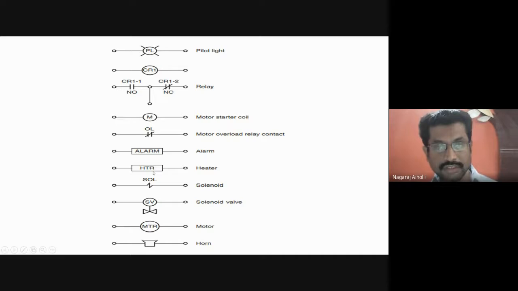This is the motor starter and this is the motor. The motor starter is meant to control the power to turn the motor on and off, but this is the symbol of the actual motor. The actual motor is MTR. If it is a motor coil, then it is indicated just by a capital M. Then the horn, the symbol of the horn is very clear. So these are the various electrical symbols used for the output devices.